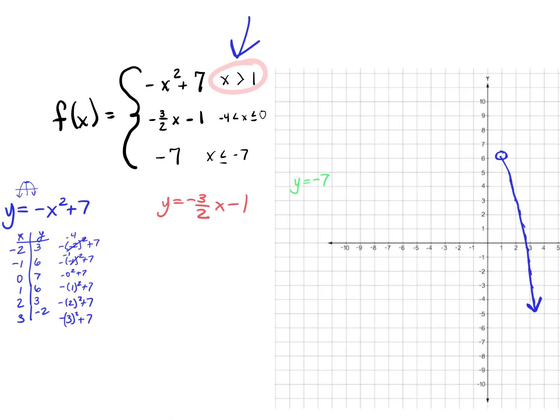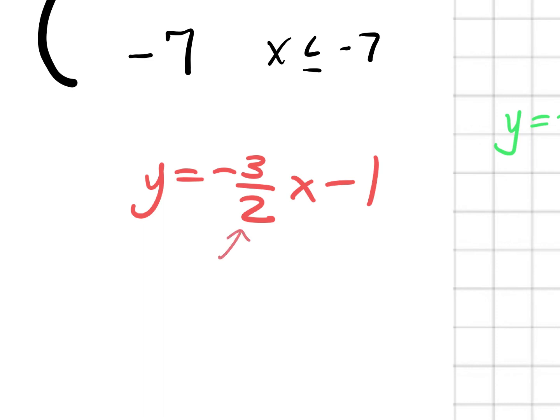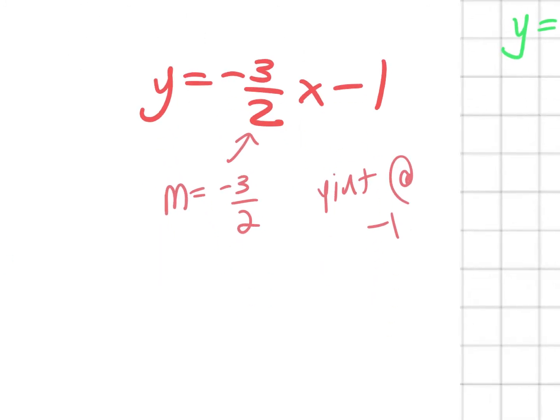What do we know the next shape of our graph is? It's going to be a line. How do you know it's going to be a line? It's x to the first power. So I can just tell you real quick that my slope is negative 3 over 2, and my y-intercept is negative 1. Now, here's where you guys will make a mistake.